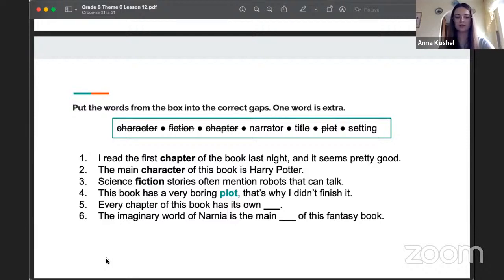Okay. Every chapter of this book has its own, let me help you, name. Yeah, every chapter is named in a specific way. It has its own name.